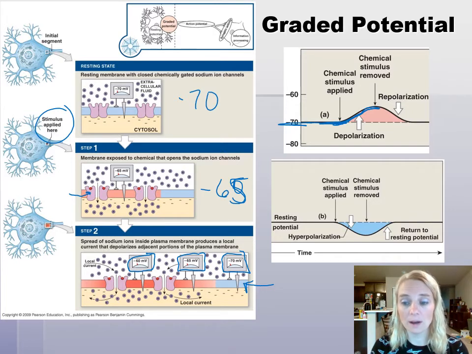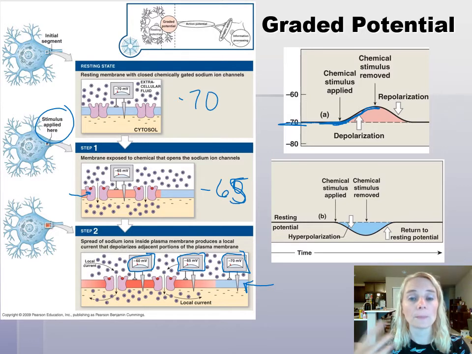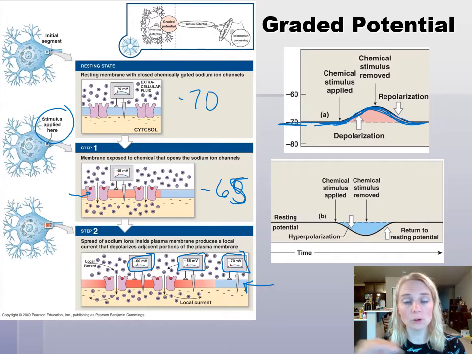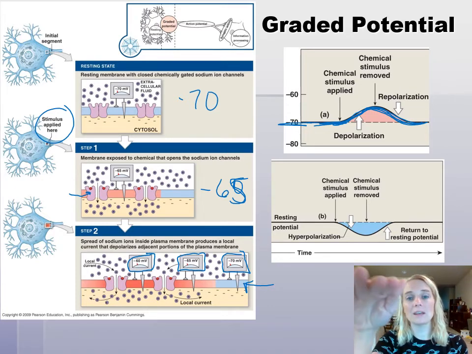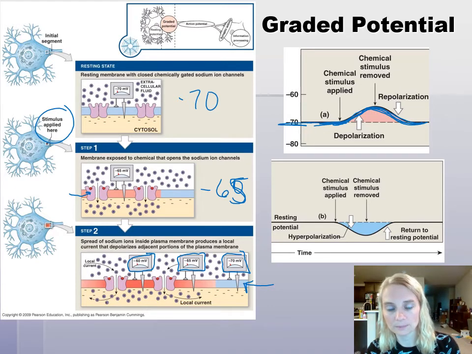And at the peak of this graded potential, that's when the acetylcholine is going to be removed. Then we return to rest, which is called repolarization. Okay, so this is a graphical representation of a graded potential. We start off at rest, we might get a little bit less negative, and then we go back to rest.